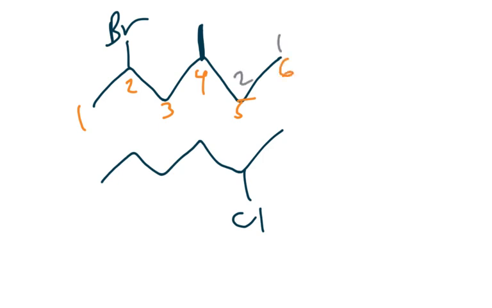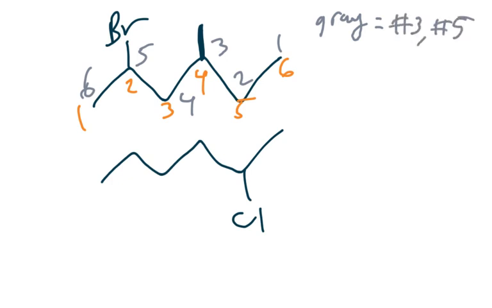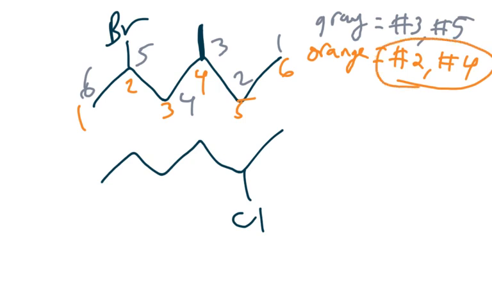If you wanted to, we can go over this too: 1, 2, 3, 4, 5, 6. Now we'll be a little quicker with this because we've already done it. If we look at the gray numbering, what carbon numbers do we have substituents on? That'll be numbers 3 and 5. And if we look at the orange numbering, that would be number 2 and number 4. So 2 and 4 is less than 3 and 5, and that's why we go with the orange numbering. Let's go ahead and erase the gray numbering, and name our molecule with the orange numbering.